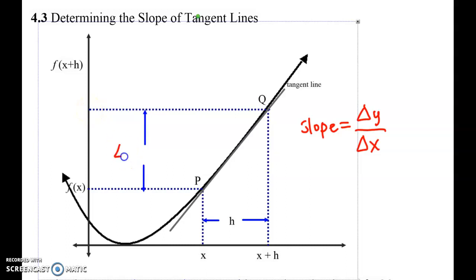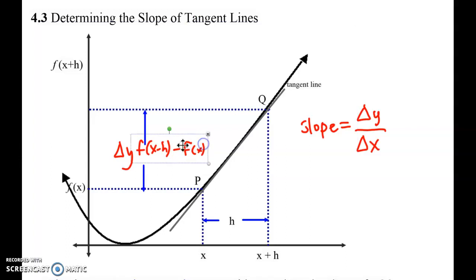We see that this is the change in y, and the change in y, where we find the difference here, would be f of x plus h subtracting f of x. That's the difference here between the y's. And same thing, this is the value of h. You can see the difference, x plus h subtract x would just be h. This is our delta, or a change in x.